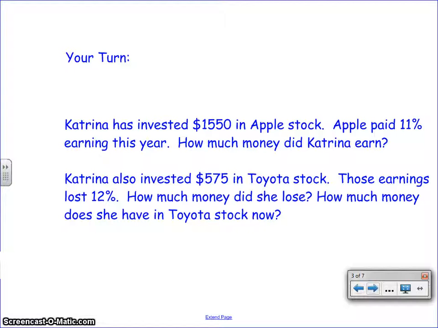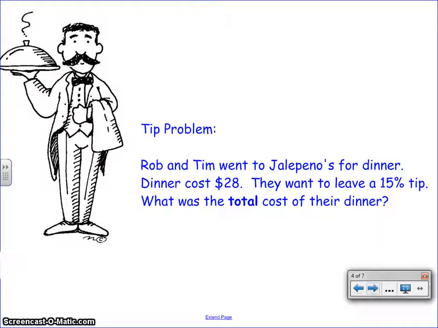Okay, I want you to try both of those problems. Pause it, do the work, set up both. You'll have two problems set up for this one. And when you finish, then continue the lesson.